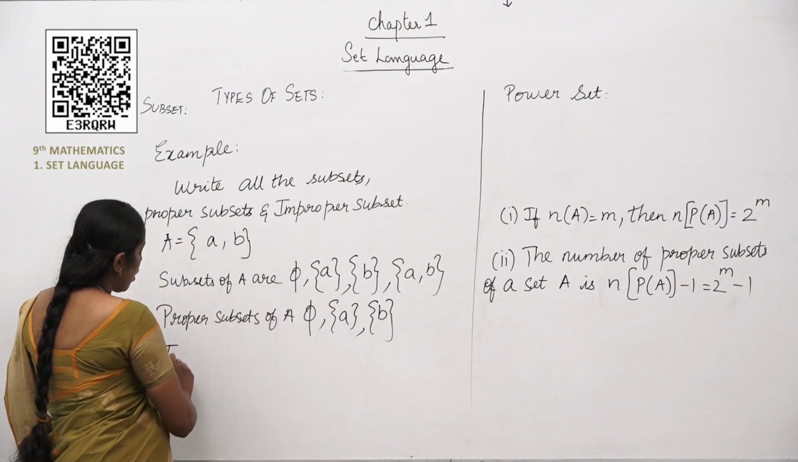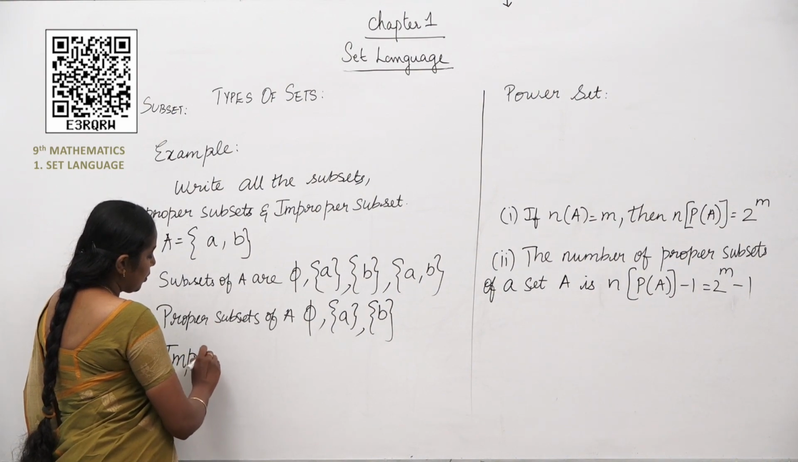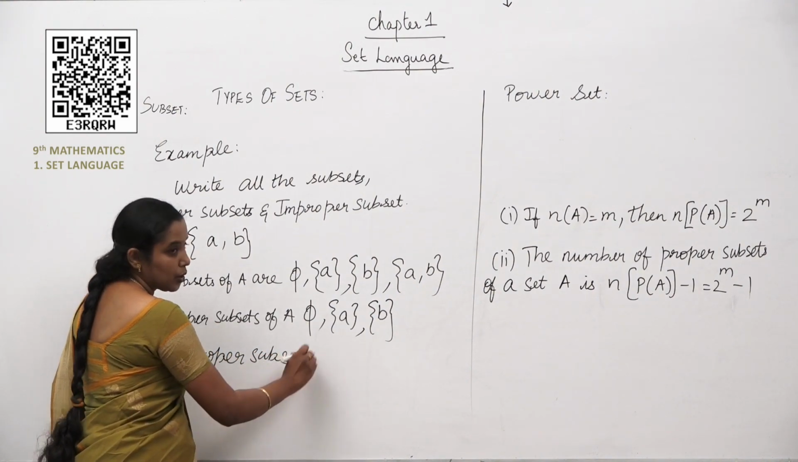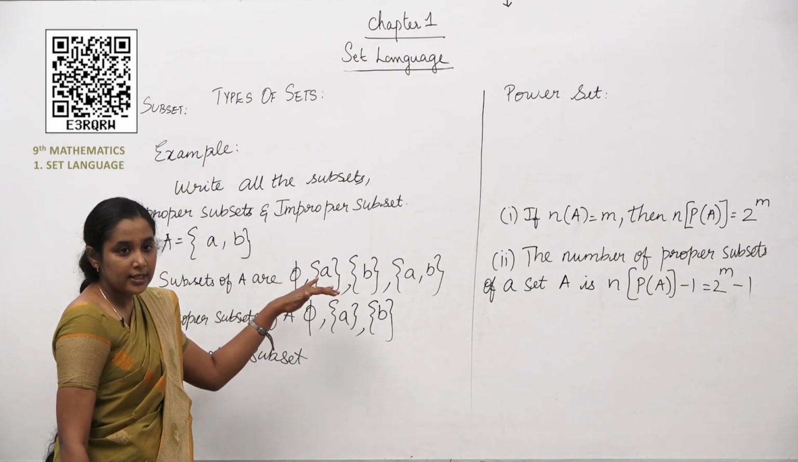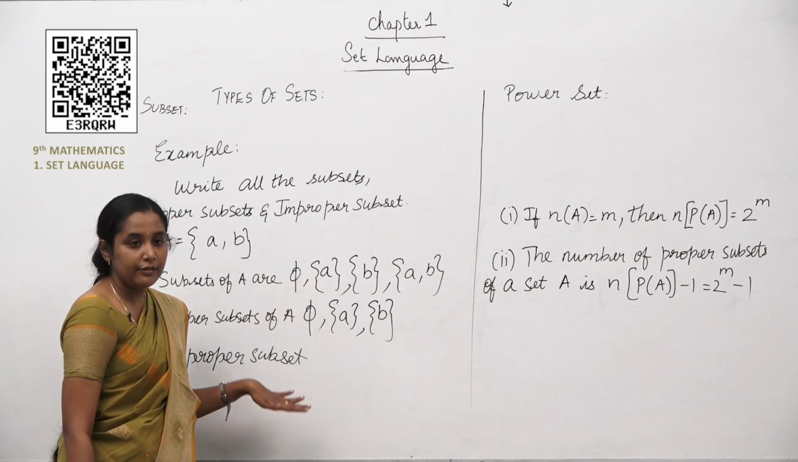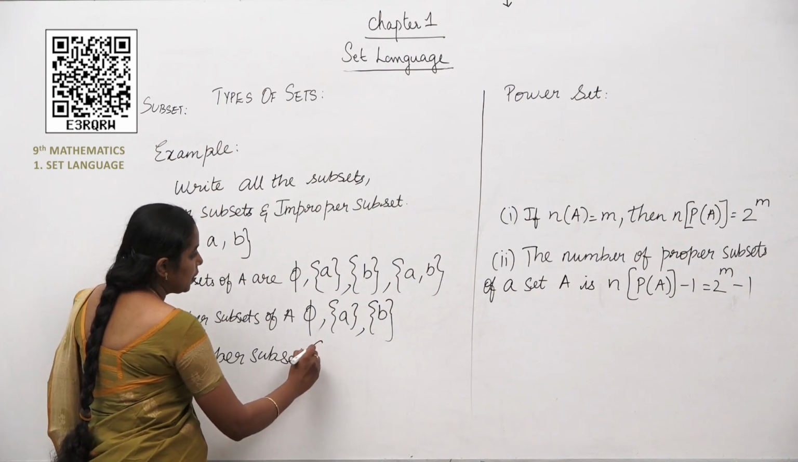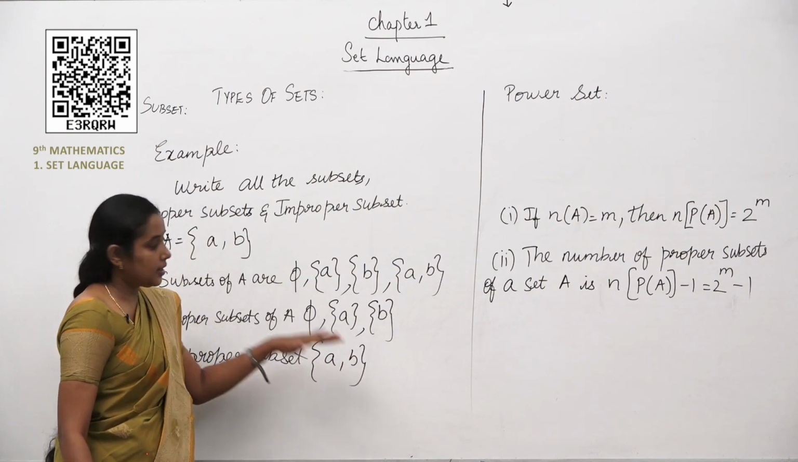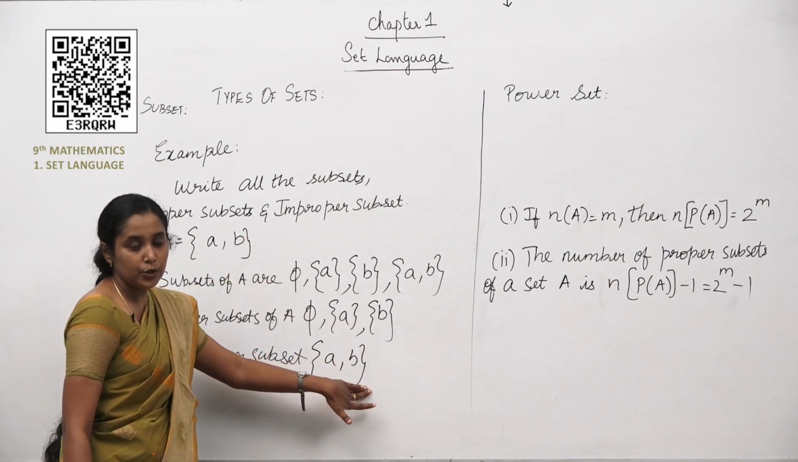Next, improper subset. Improper subset means every set is a subset of itself. So you will write only {a, b}. That is, every set is a subset of itself.